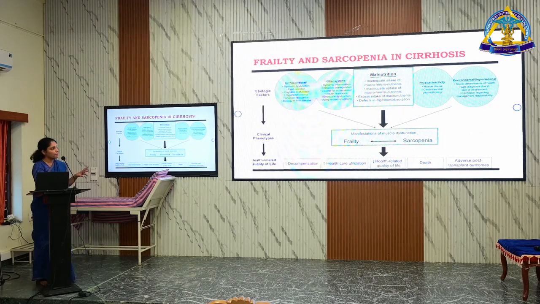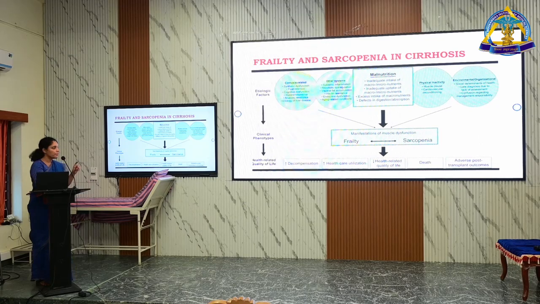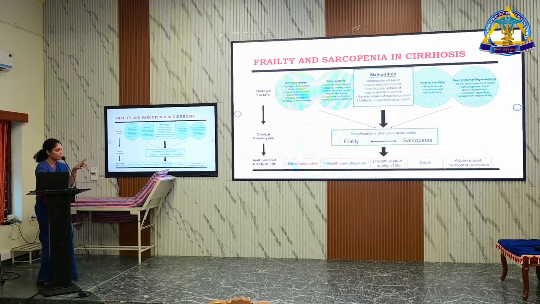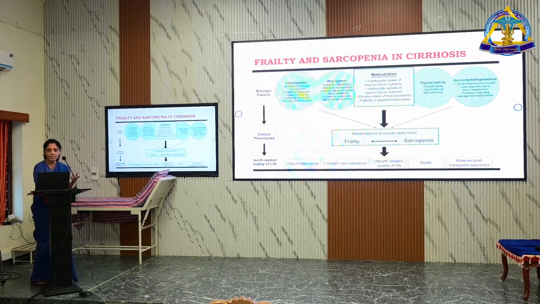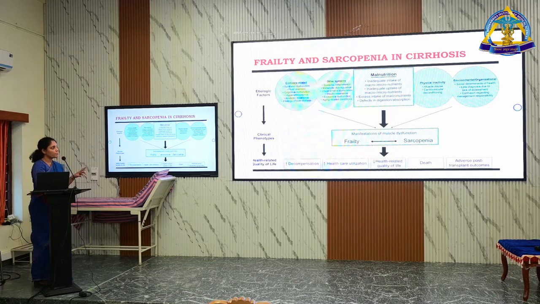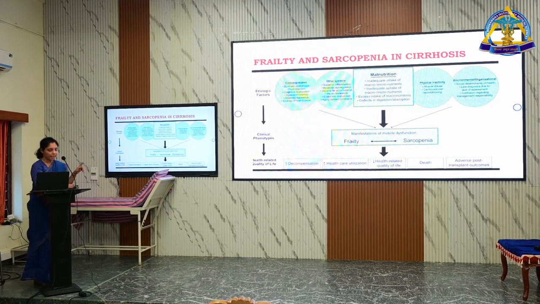So frailty is an impairment of the functional capacity, and sarcopenia is muscle wasting. What happens when there is muscle wasting and frailty is that it can lead to increased decompensation, decreased health-related quality of life, death, and adverse post-transplant outcomes. So it's always important that you look for frailty and sarcopenia.